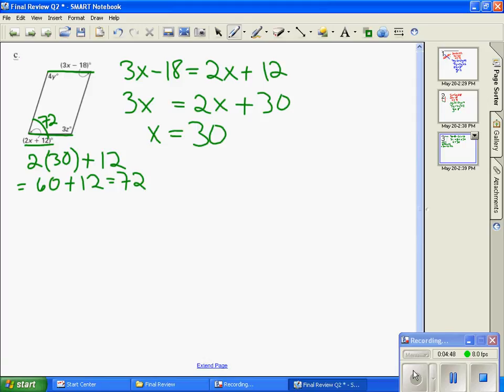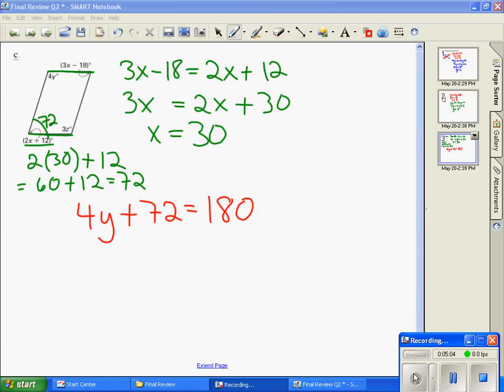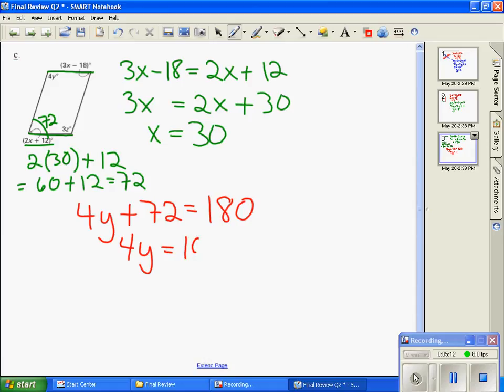So let's set up our equations. Let's find y first. So 4y plus 72 equals 180. So now let's subtract 72 from both sides. 4y equals 108. And the last step is to divide both sides by 4. And that gives us y equals 27.